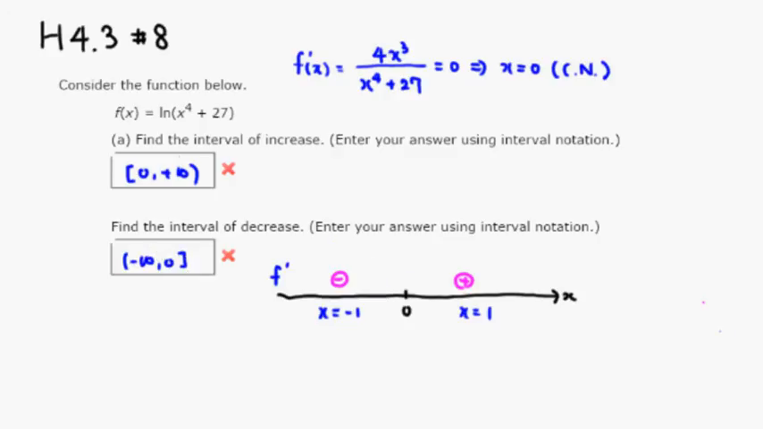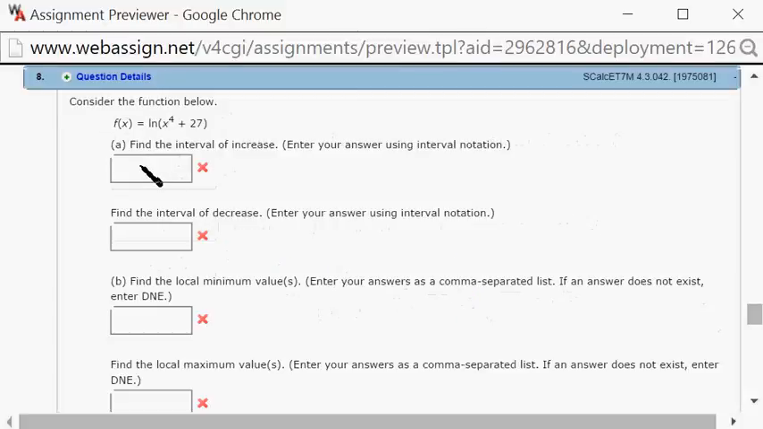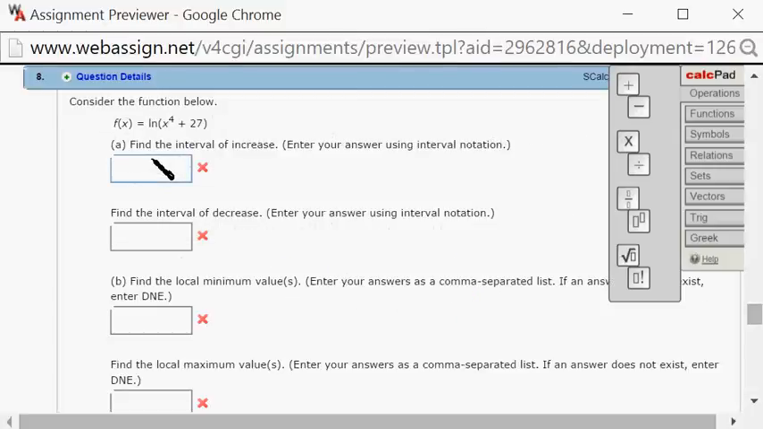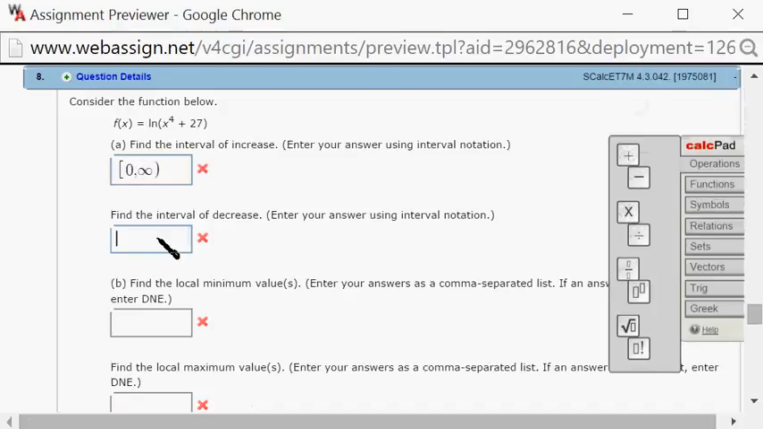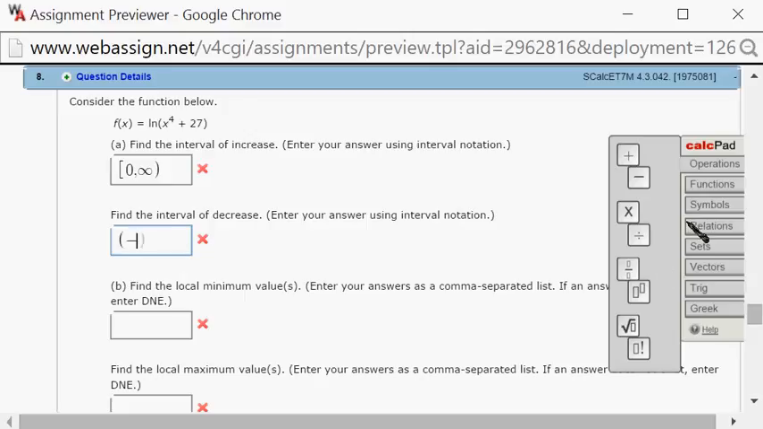Right, so let's type it in. It's 0 to infinity, so I'll get a symbol. And then here is -infinity to 0.